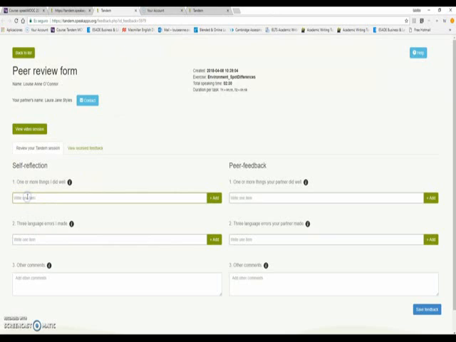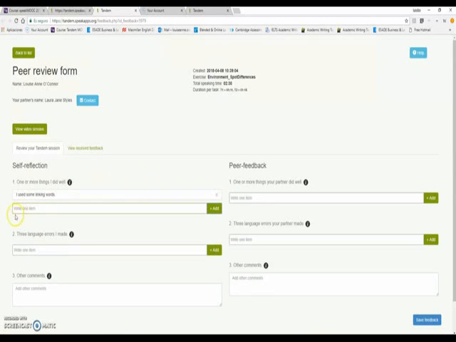review form. First of all, if you want to, you can start with the self-reflection and write in the box one or more things that you did well. You can write one item and then press add and then write another point in the second box.